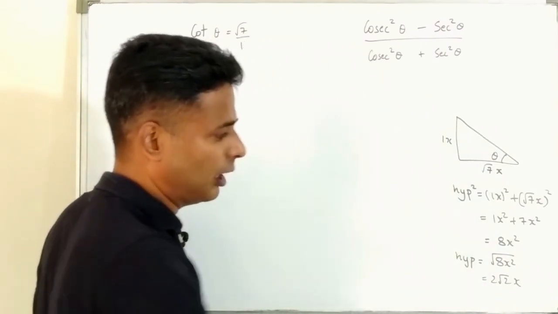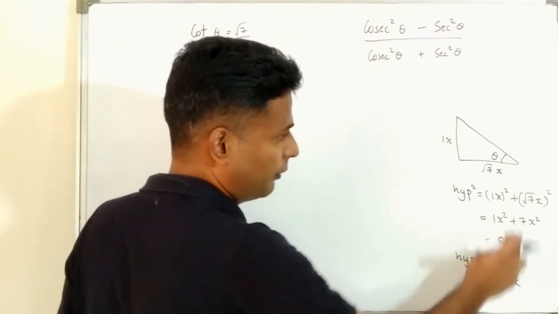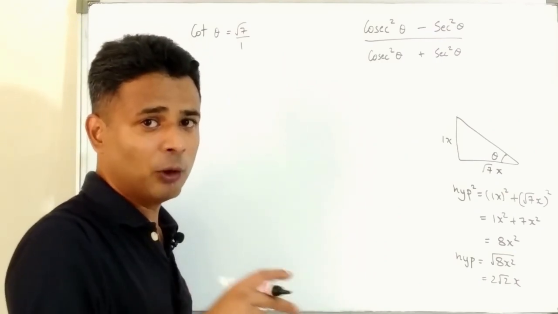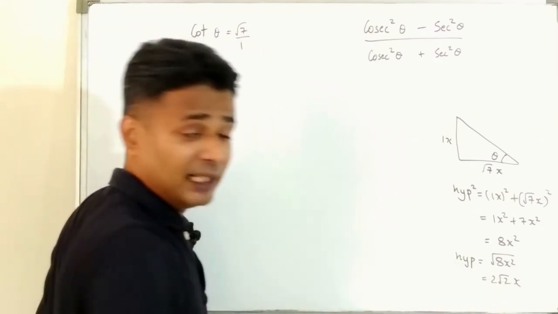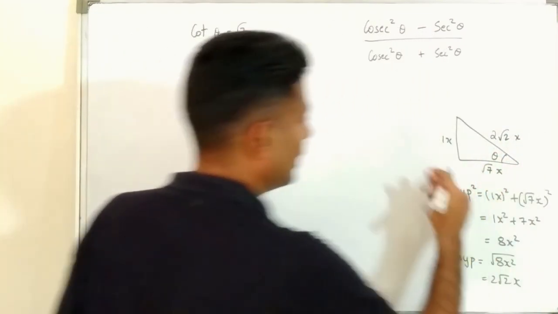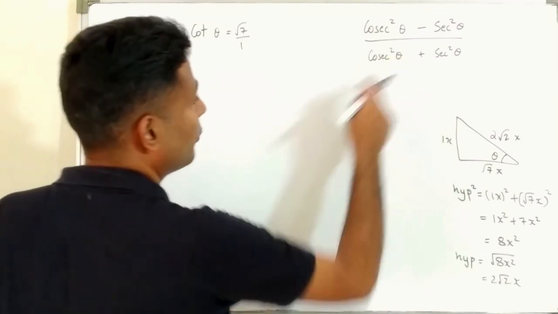Hope I don't have to explain how I got 2 root 2. What did we do? We factorized 8. So 8 is 2 into 2 into 2. So 2 2's will come out and become 1 2, and 1 2 will remain inside the root. So this becomes 2 root 2x. Now we have all three sides, so we can find this.